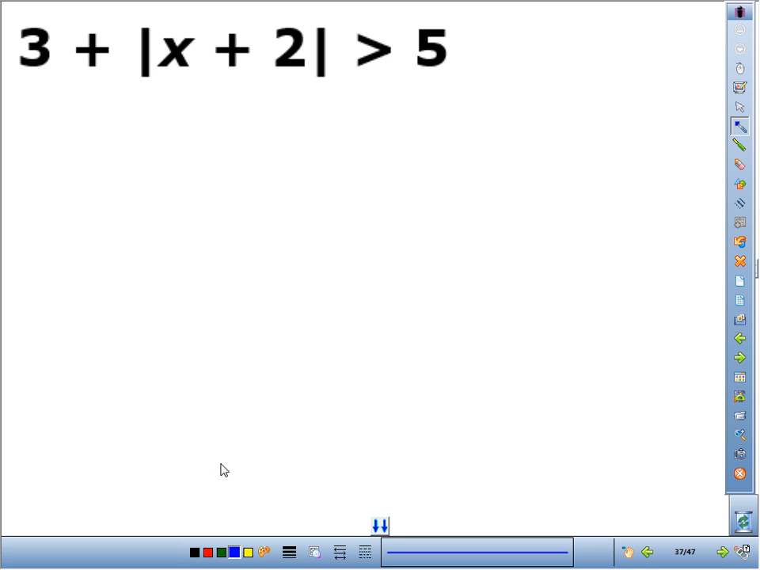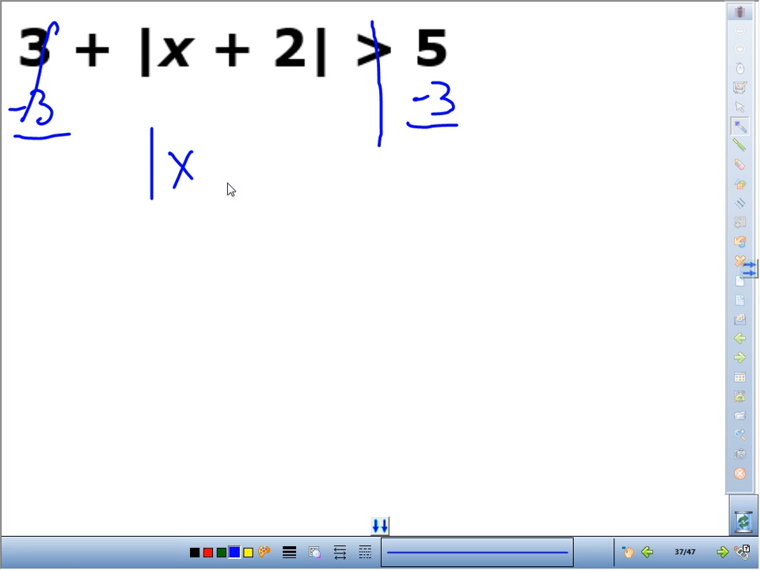Okay, here we go. Line down the inequality symbol. Look at the absolute value. Is there anything outside the absolute value? Yes, the 3. How do we get rid of that 3? Subtract 3. We're left with absolute value of x plus 2 greater than 2. Do you know what to do from there? Okay, finish it off, please. And when you get to the graph, just make a number line, and then we'll do the graph together.